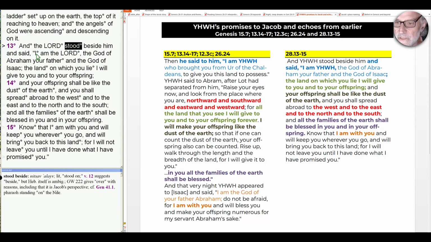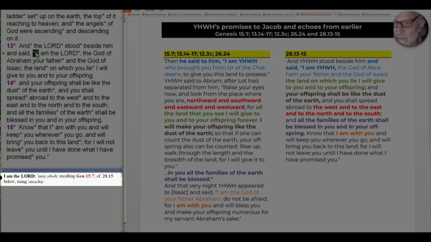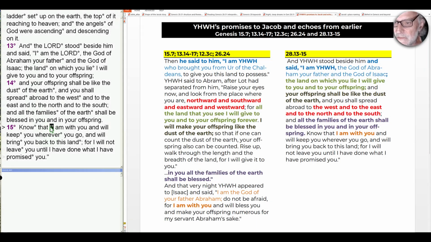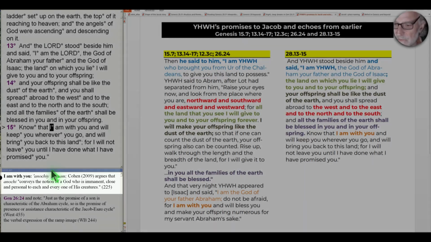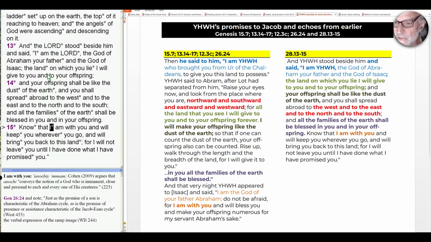And the first instance here of I am is in contrast with this one here. You see the little ABA chiasm, and here I didn't set that out, but there it is, the I am and the description in the middle. So this I am is ani, the simple form of I, but this I am is anoki, the stronger form of I. And as the note here has, it conveys the notion of a God who is immanent, close and personal to each and every one of his creatures. So we'll see both are expressed here.